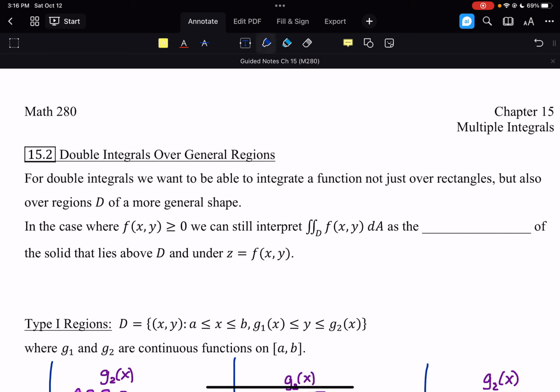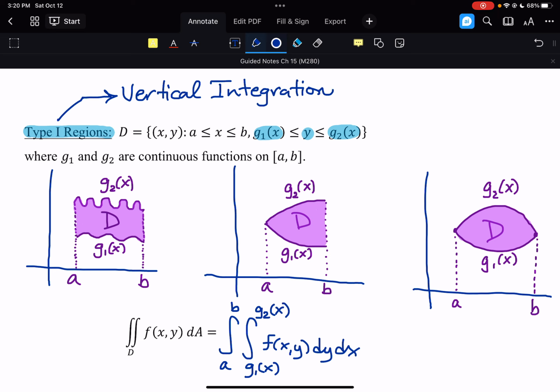So the way that I like to think about these regions, the type 1 region is a region where the integration is occurring vertically. So we have vertical integration. Okay, so we integrate between the two functions vertically, from bottom to top. Same thing here, same thing here. And then again, the constant bounds are setting the edge.